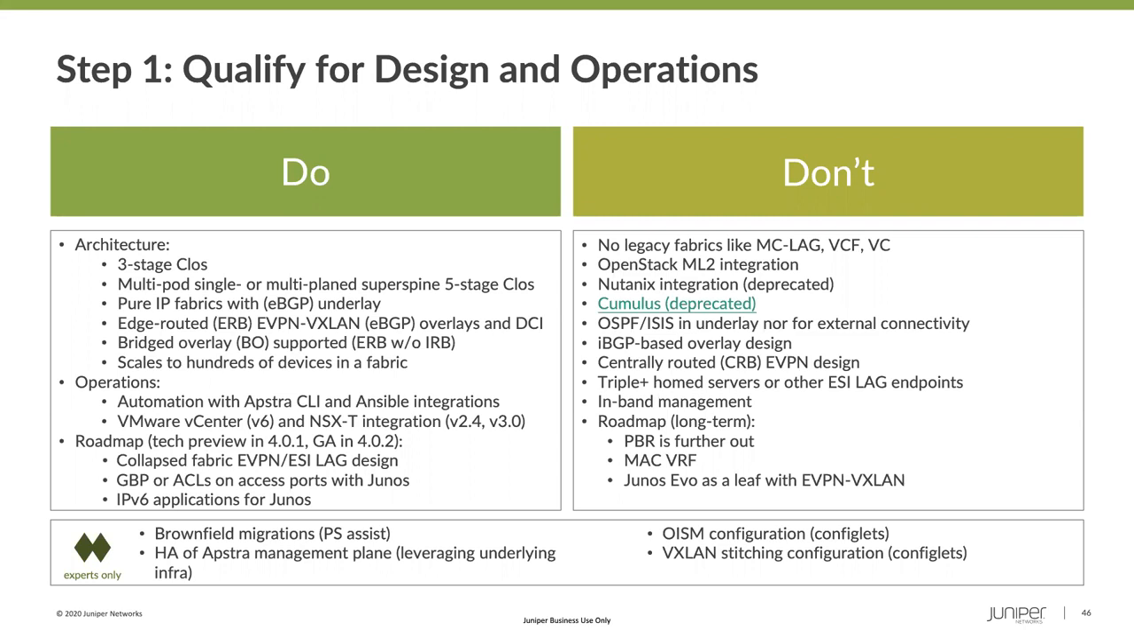Inbound management is not supported, so you do need a physical port into the management port of the devices. What will hopefully happen in the future is that we'll do policy-based routing, the MAC VRF, and Junos EVO as an EVPN VXLAN leaf. Currently, we can do EVO on spine, which you will see later on in another slide.